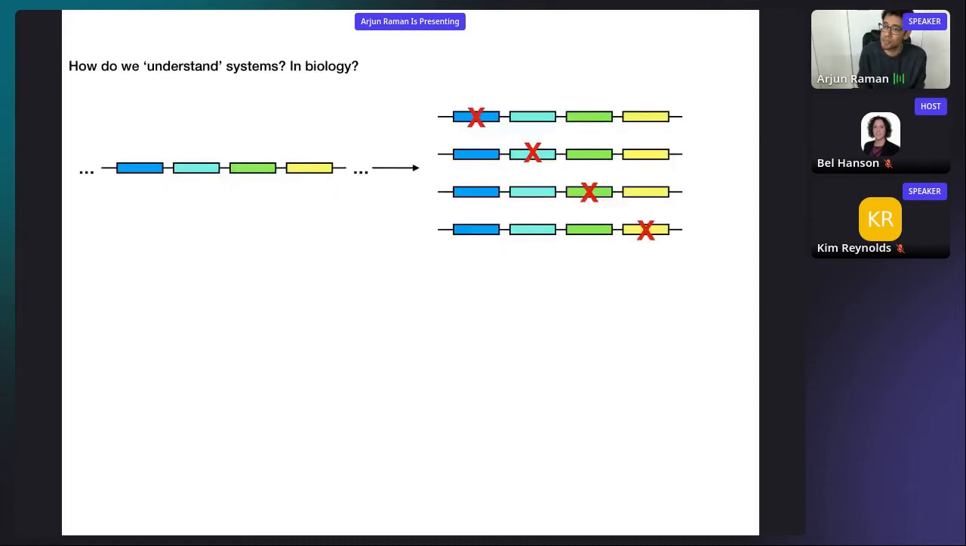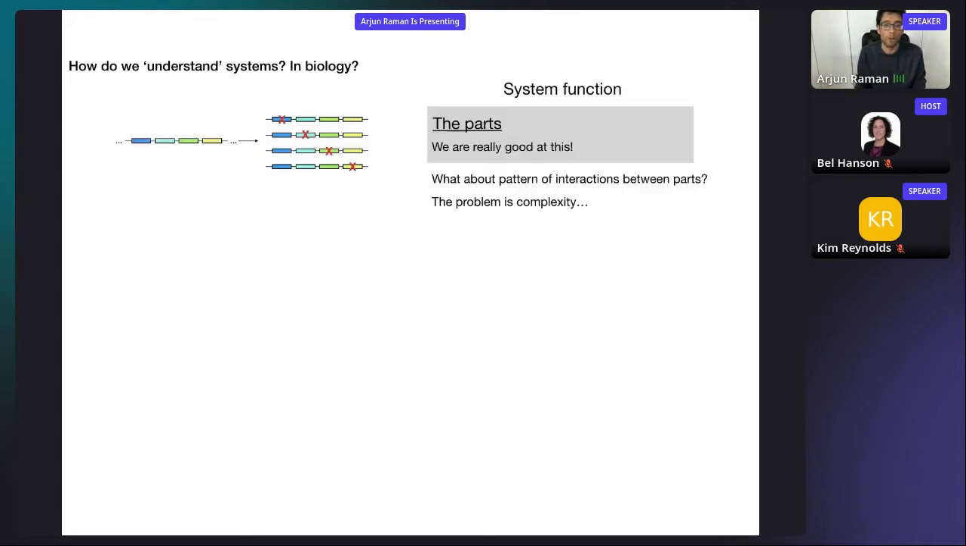Now, how do we understand systems in biology? So here's an example of one strategy for doing this. We take a genome and we perform genome-wide knockout screens. So we knock out one gene at a time and try to understand what the knockout does to the phenotype of, say, an organism. And with the advent of sequencing and the ease and accessibility with which sequencing is now becoming more cost-effective, we're really good at being able to identify parts of complex biological systems. But what about the pattern of interactions between the parts? I would argue that we're not very good at this yet.